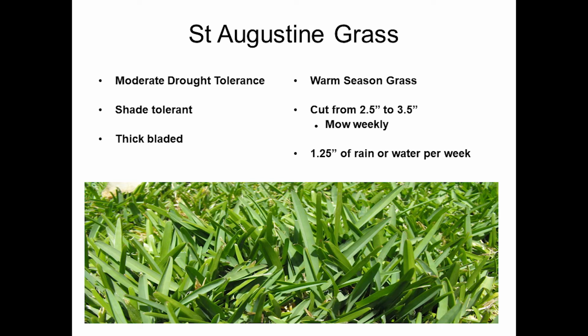Okay, St. Augustine grass. This is the other one that everybody seems to love besides Bermuda grass for their lawns. It is a thick-bladed grass. We call it shade tolerant. That is a little bit of shade. It will not grow under a thick canopy of trees.